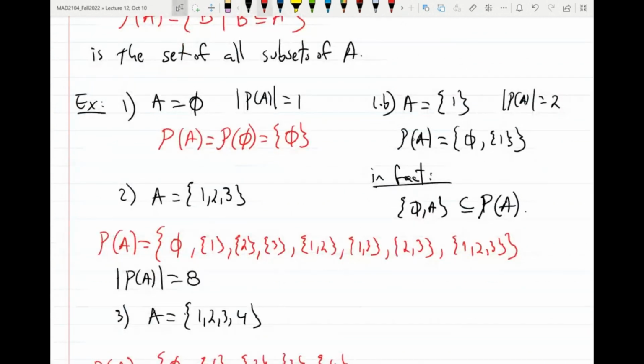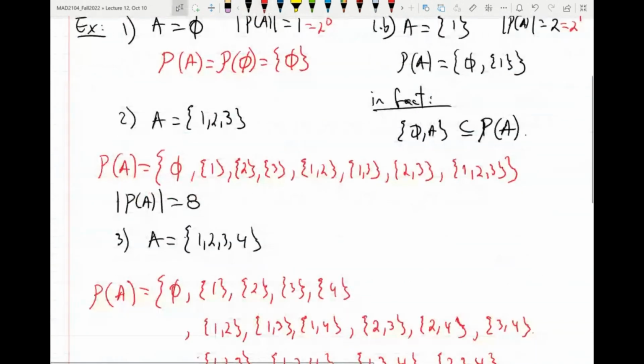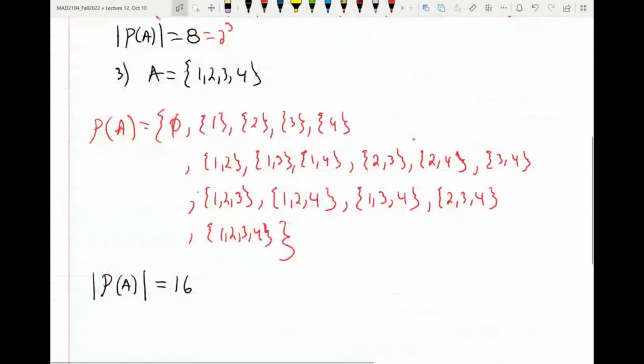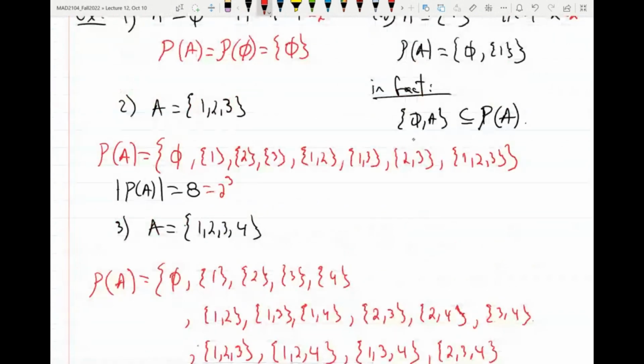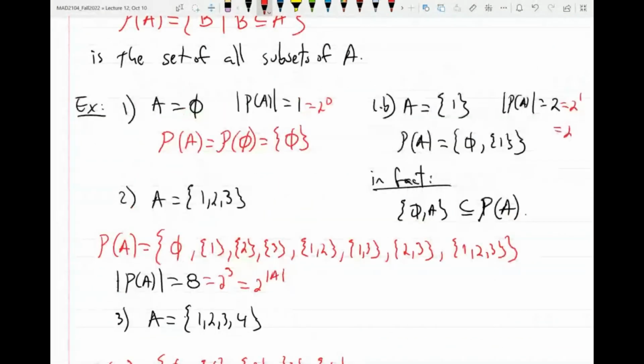Okay? For example, hopefully you realize that this is 2 to the 0. This is 2 to the 1. This is 2 cubed. This is 2 to the 4. And it turns out that 4, what is 4? The number of elements in A. So this is 2 to the cardinality of A. Same thing's happening here. You see, this is 2 to the cardinality of A because A has 3 elements. That's 2 to the cardinality of A. A has 1 element. And this is 2 to the cardinality of A because A here is the empty set, so it has no elements. Yes? The point is that this is always the case.